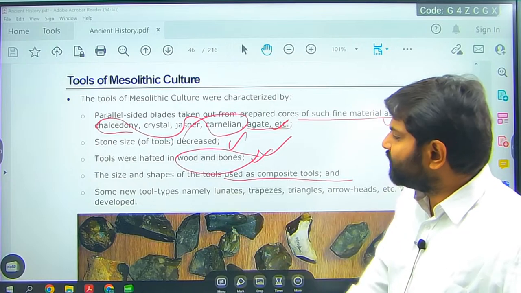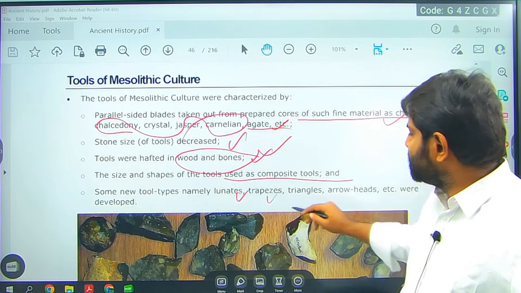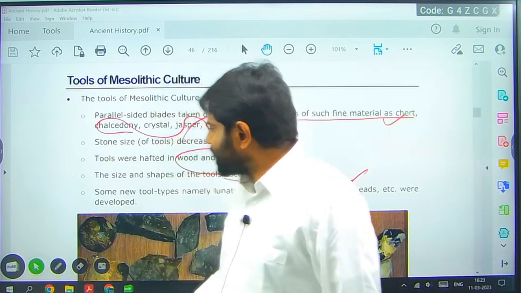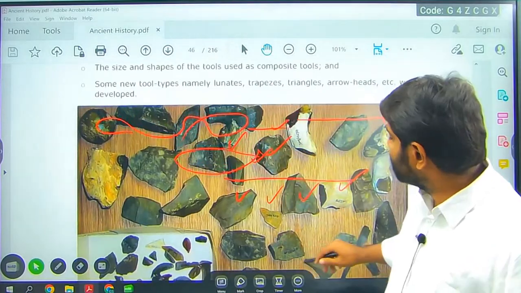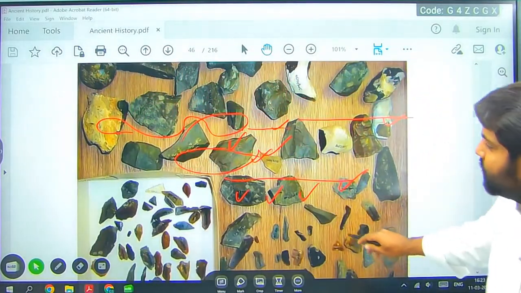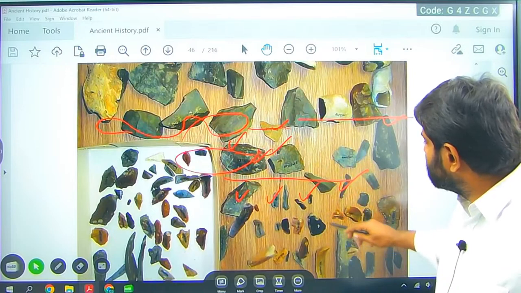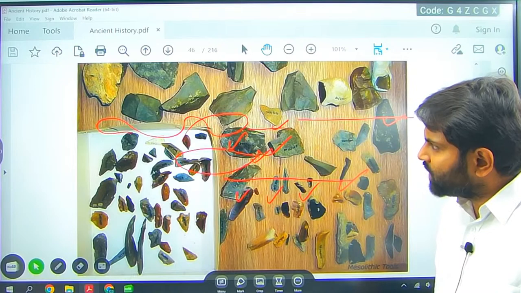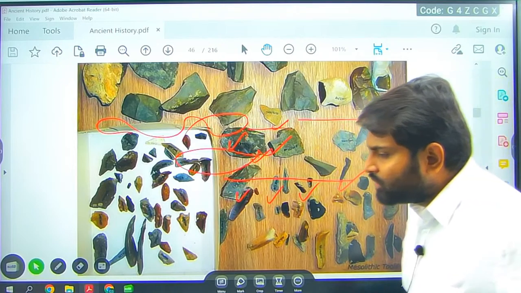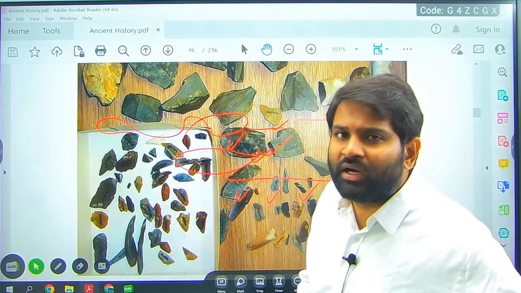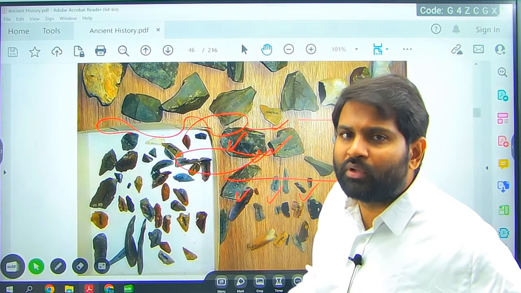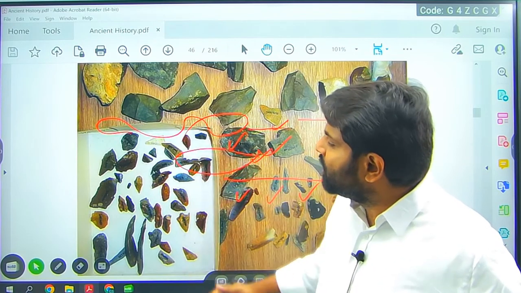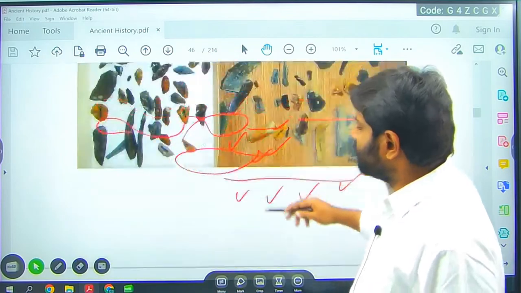The size and shape of the tools are of composite tools. As I said, some of the new tools, namely lunates, trapezes, triangles, arrowheads, came into picture. So most of the tools, arrows, arrowheads, came into picture. So these are the different types of tools you can see clearly, which are used by these Mesolithic Age people. Some tools are used for hunting, cutting meat, removing the skin, removing the teeth, removing the bones, likewise cutting any particular vegetable, likewise for many purposes these tools were used.